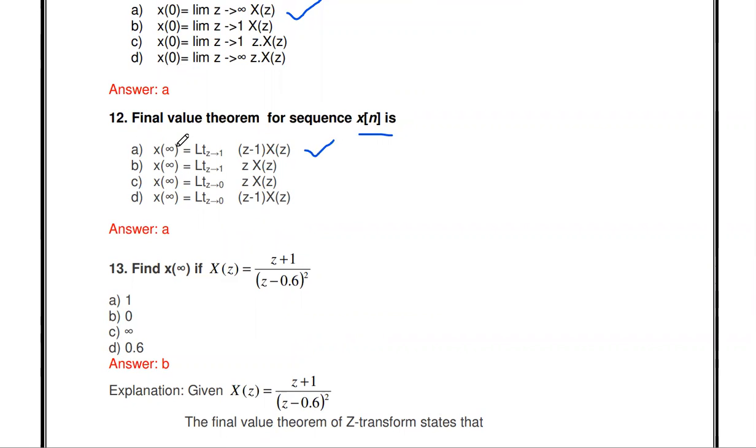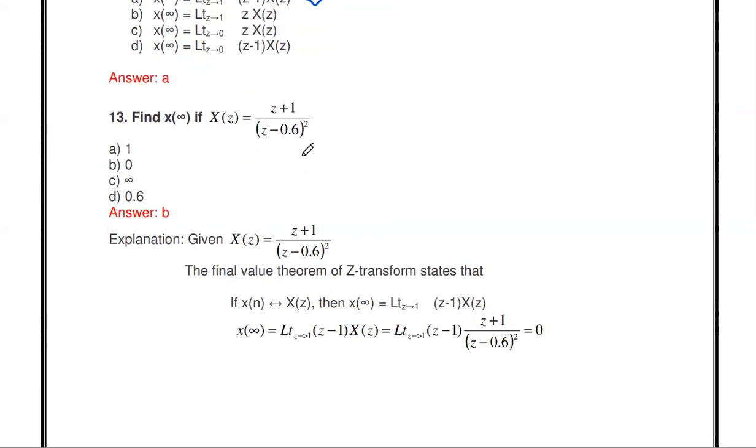That is, x of infinity is calculated by limit Z tends to 1, Z minus 1 into x of Z. In the remaining options, there is a correction: in the second one, Z into x of Z; in the third one, Z tends to 0; in the fourth one, Z tends to 0. So the correct one is limit Z tends to 1, Z minus 1 into x of Z. This is the final value theorem. That is, the final value of x of n is calculated using this formula.